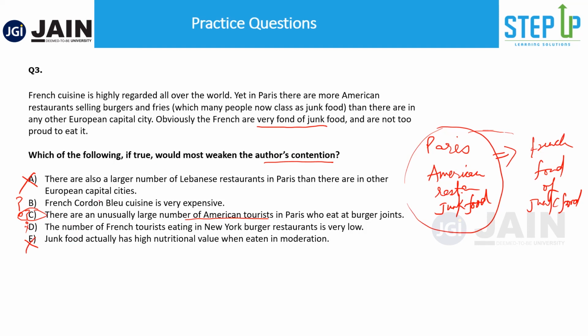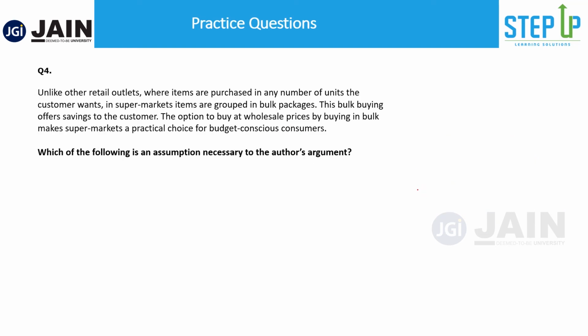Okay, so the best answer I think would be this, because the author said that because we see so many American restaurants selling junk food in Paris, therefore French are very fond of junk food. But he's saying a lot of American tourists are there and they're the ones who eat at this burger joint. So maybe that's why there are so many. So the supply is because of the demand from the Americans who travel, not really from the French people there. Okay, let's move to the next question and the last question.